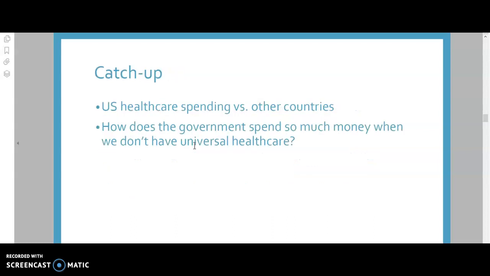All right, so this is not related to the objectives. This is from a few classes ago where we were discussing the cost of healthcare in the U.S. and why the U.S. spends so much versus other countries. And there was this question about how is it that so much government money goes towards health if we don't have universal healthcare or we don't have national insurance.